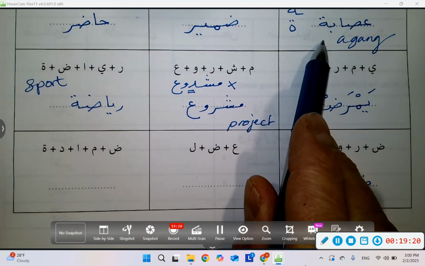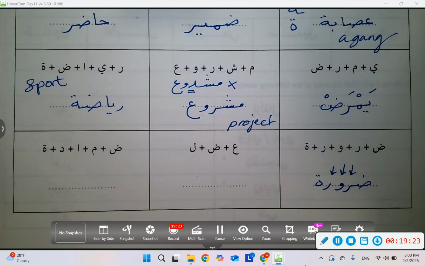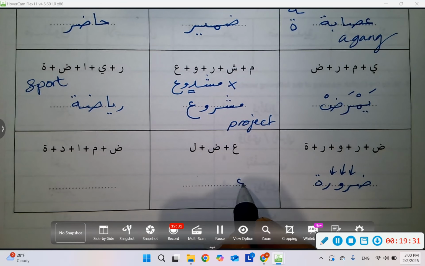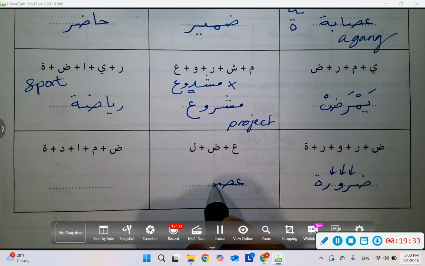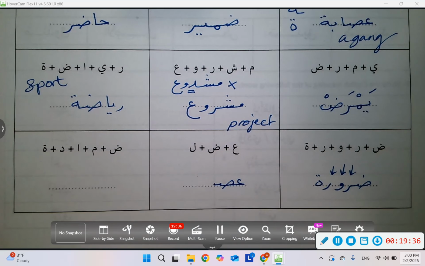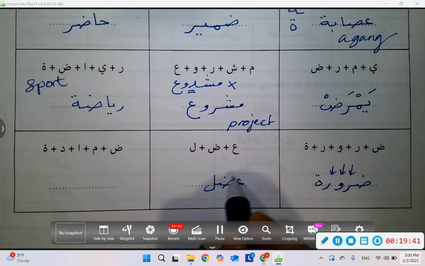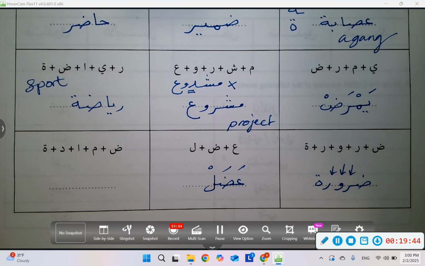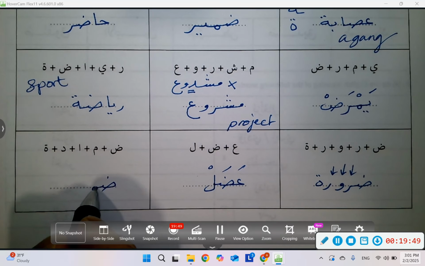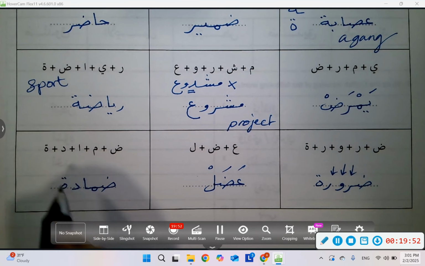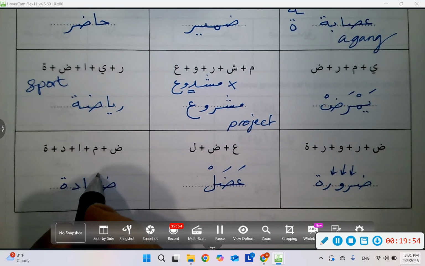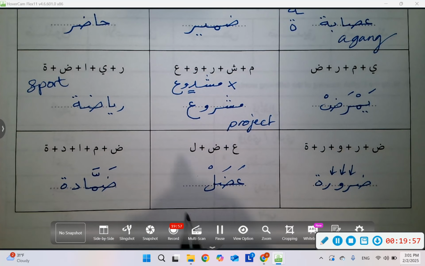Now here in ضابطة, the ta is connected. عضل means muscle, singular. And the plural is عضلات, muscles. ضمادة: ض, ميم, ألف, دال, تاء مربوطة, شدة. ضمادة.